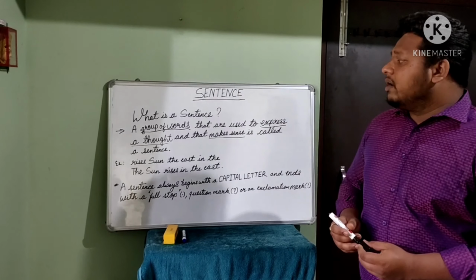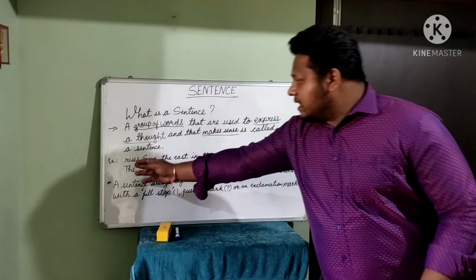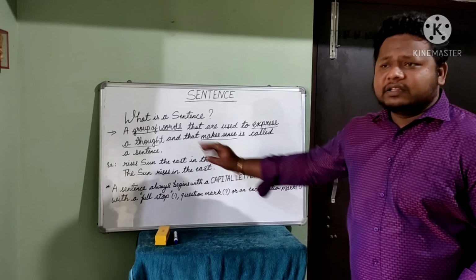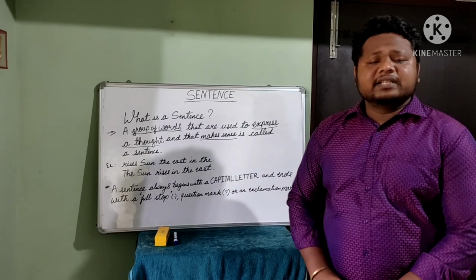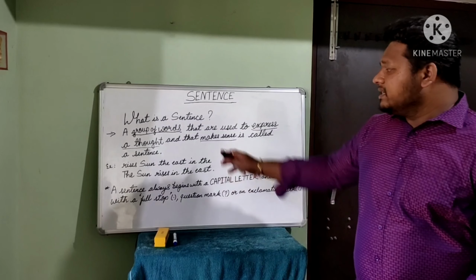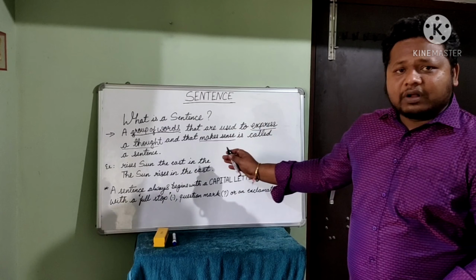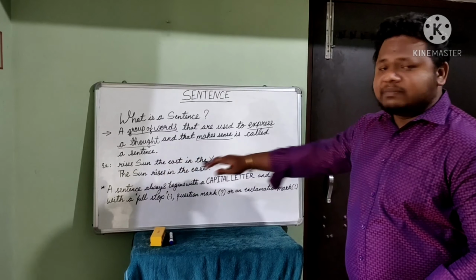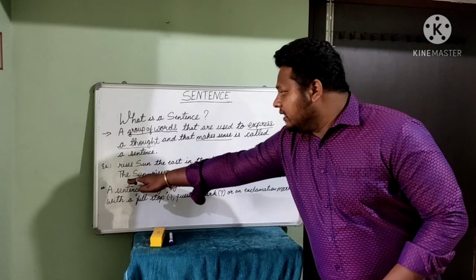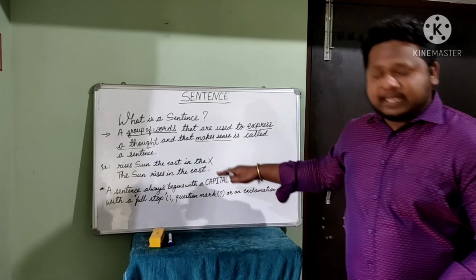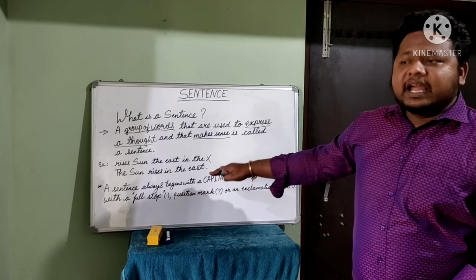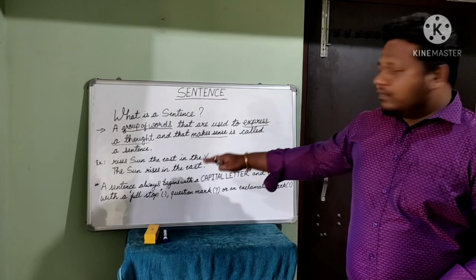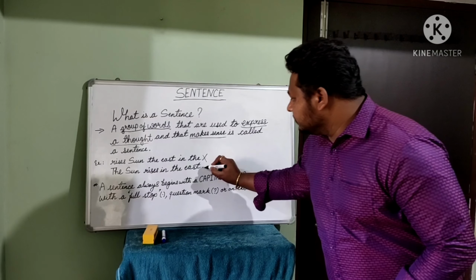Let's take an example of some group of words. Rises, sun, the, east, in, the. This is a group of words, but does it make any sense? No, it doesn't make any sense. So we cannot call it a sentence. Now when we arrange the same set of words as "The sun rises in the east," it is making sense about the direction of rising of the sun. So we call it a sentence.